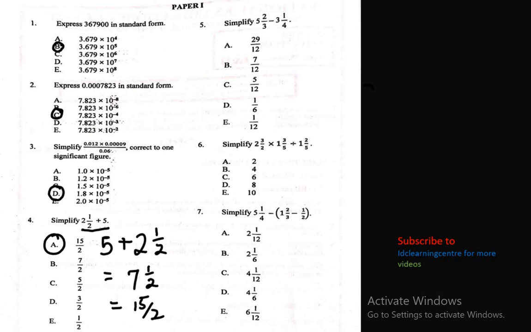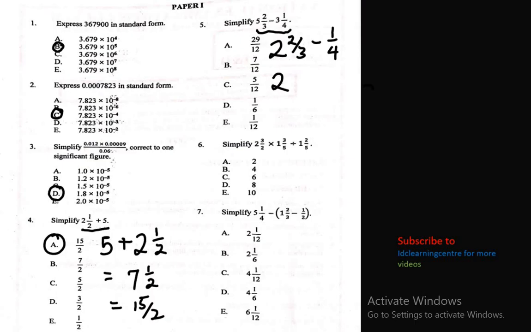Now for question number 5, to solve this fraction, you start by bringing out the whole number, which is 5 minus 3. That's 2. Look at what I did. I subtracted the whole numbers, 5 minus 3, 2. Then bring out the fractions, 2 out of 3 minus 1 out of 4.